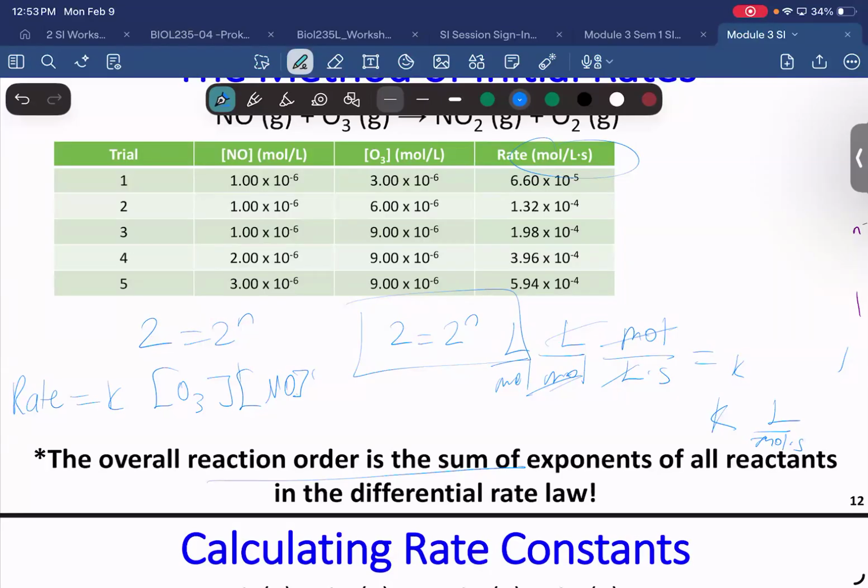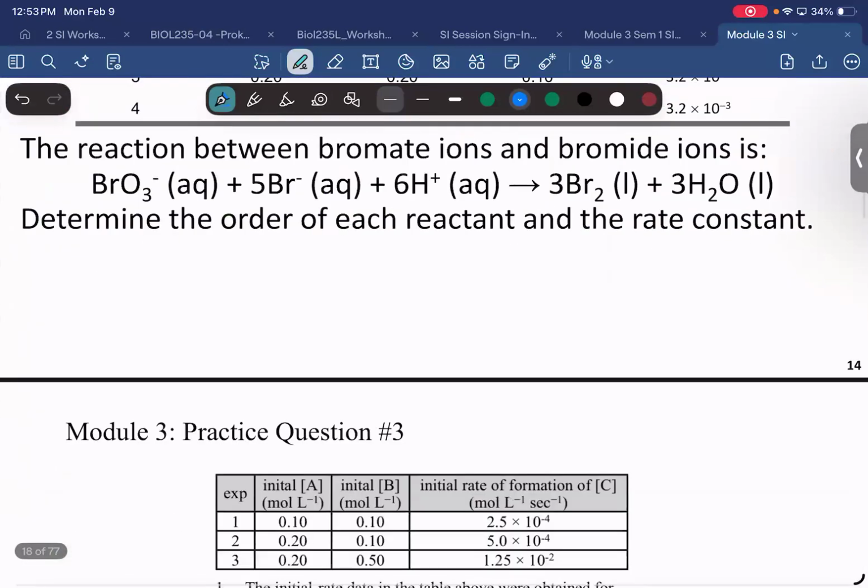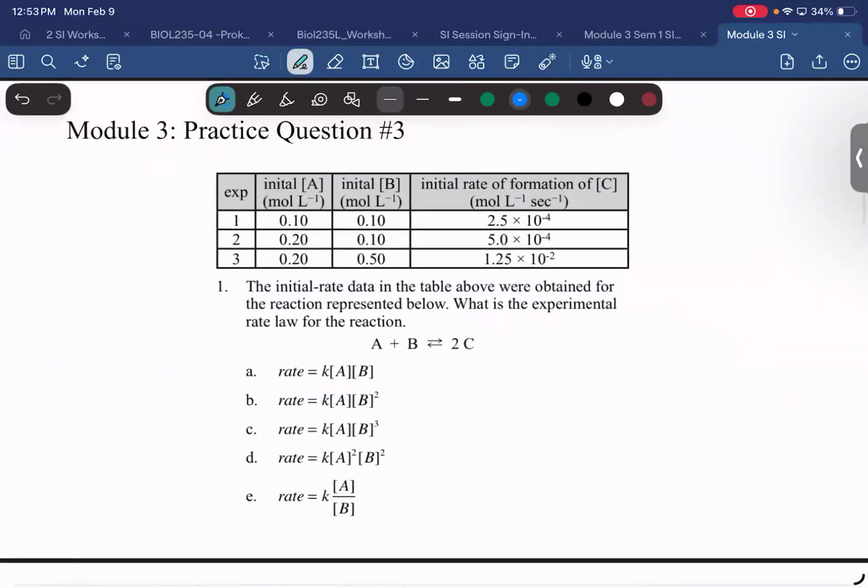Okay, all right. Let's try to do this practice problem. Spend some time. I'll give you guys a minute or so to do it. Try to do it without your calculator.